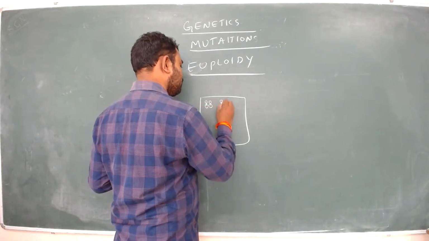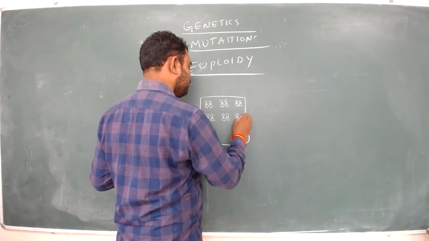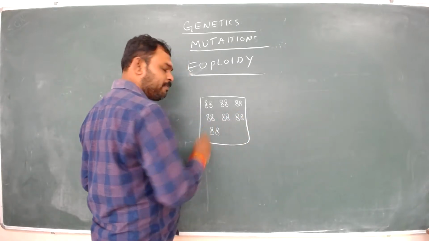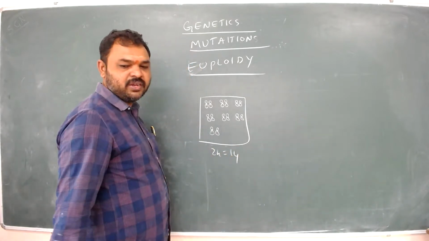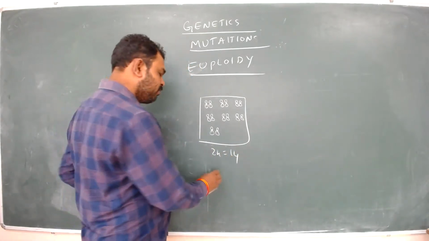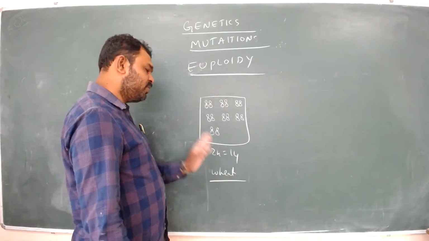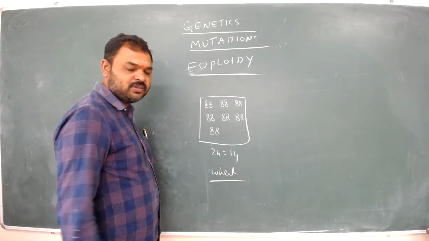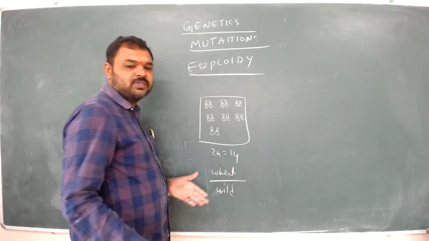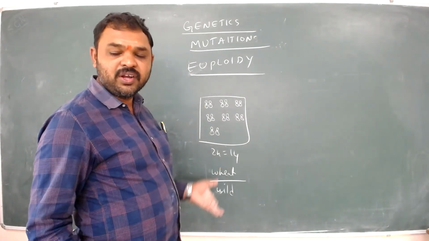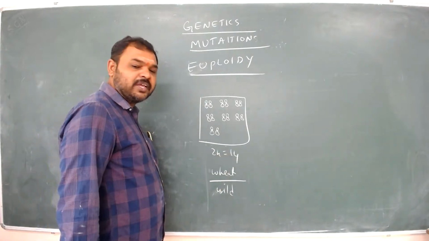Suppose there are 1, 2, 3, 4, 5, 6, 7 sets. This is 2n equal to 14, n equal to 7. Suppose this is a wheat plant. In normal or wild wheat, 2n equal to 14. In cultivated hexaploid wheat there are 42 chromosomes. Wild wheat chromosome number is 2n equal to 14.